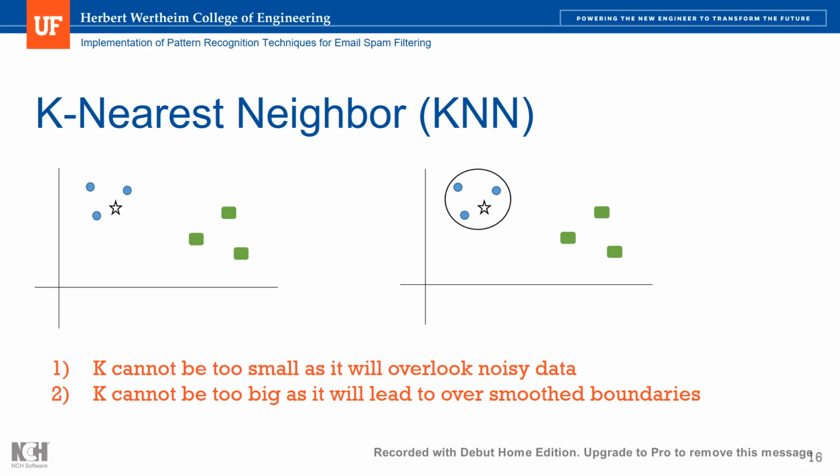As we have seen, the answer can vary depending on the value that we set for K. So how do we choose this K? The rules are that K cannot be too small, as it will overlook noisy data, and K cannot be too big either, as it will lead to over-smooth boundaries.